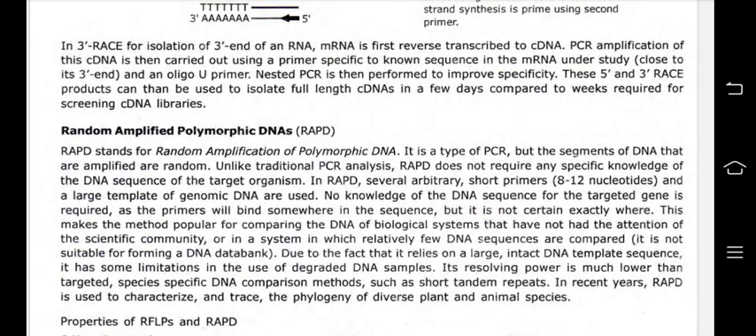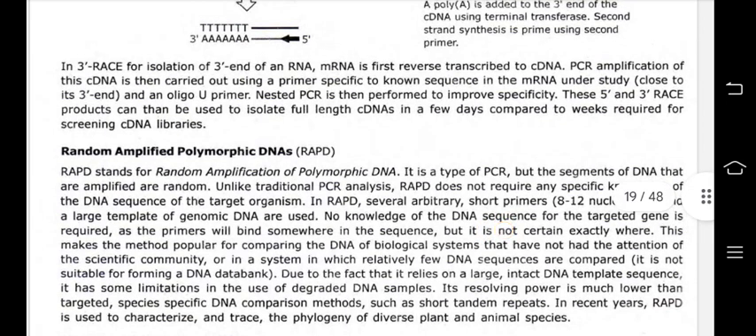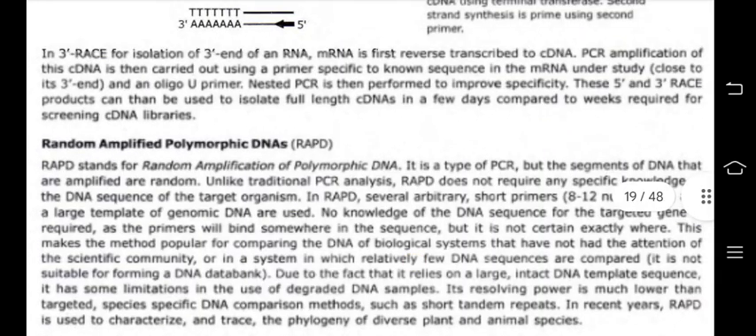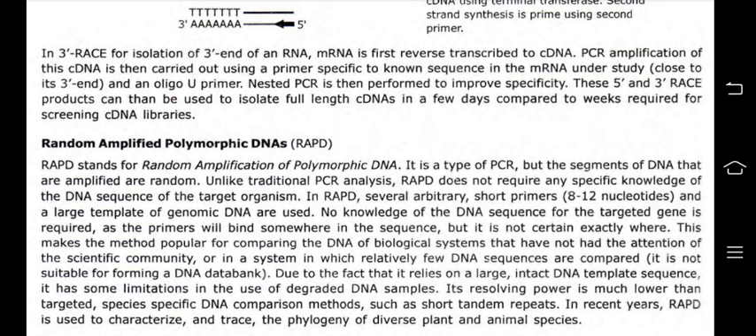Then in 3' RACE, for isolation of the 3' end of an RNA, mRNA is first reverse transcribed to cDNA. PCR amplification of the cDNA is then carried out using a primer specific to a known sequence in the mRNA under study, close to its 3' end, and an oligo U primer. Nested PCR is then performed to improve specificity. These 5' and 3' RACE products can then be used to isolate full-length cDNAs in a few days compared to the weeks required for screening cDNA libraries.